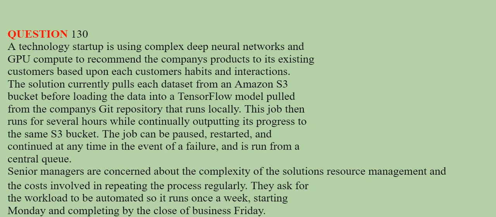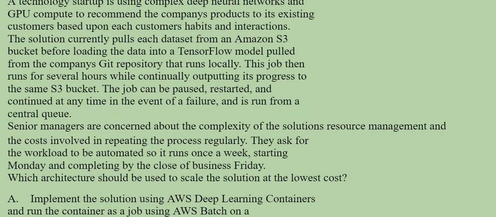The job can be paused, restarted, and continued at any time in the event of a failure, and is run from a central queue. Senior managers are concerned about the complexity of the solution's resource management and the cost involved in repeating the process regularly. They ask for the workload to be automated so it runs once a week, starting Monday and completing by the close of business Friday. Which architecture should be used to scale the solution at the lowest cost?